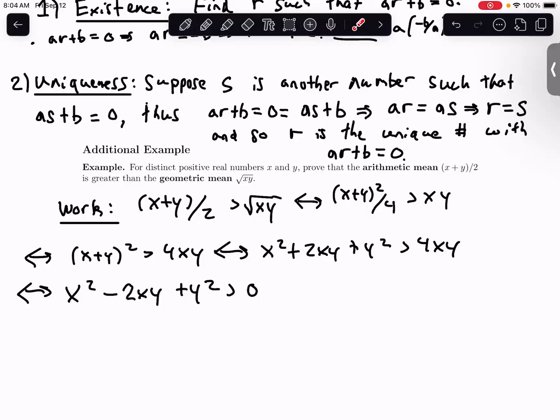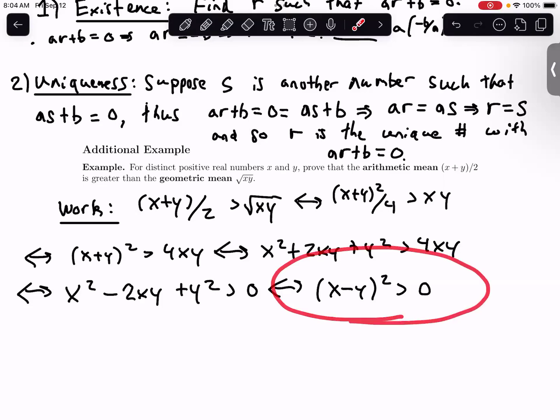Maybe I'll ask you, does anyone see a way in which we can rewrite this in a way that's a little bit easier to understand? Yeah, go ahead. (x minus y) squared. Yeah, so this is the same thing as having (x minus y) squared is greater than 0. And then does anyone see what's the significance of this? What can we say about this statement?